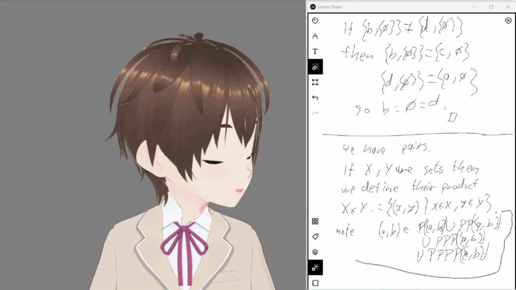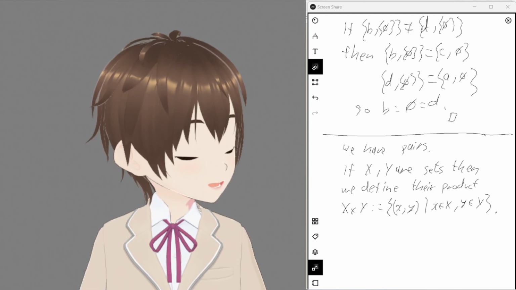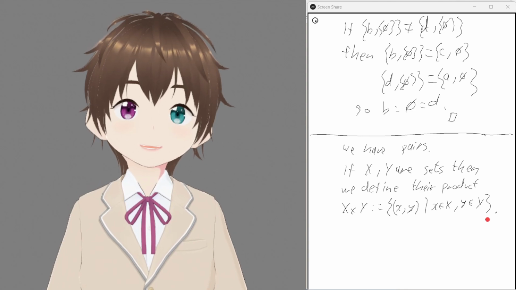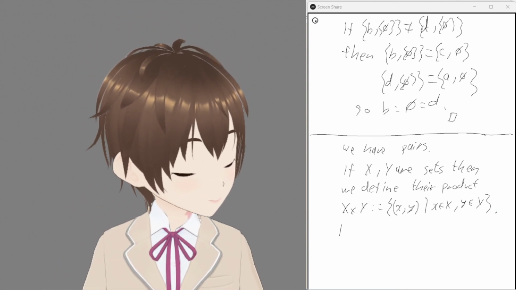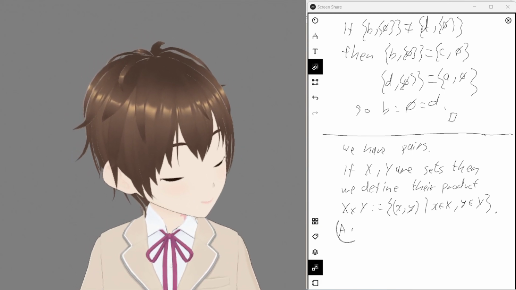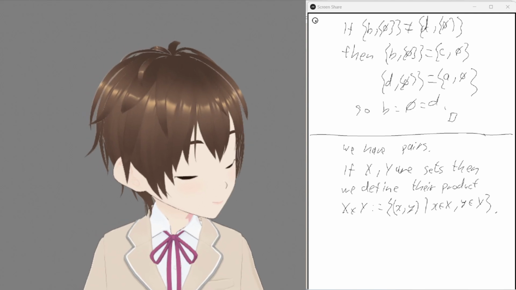Okay, so given any two sets, I can look at their product. This is our Cartesian product. And a relation between two sets will be a nice subset of these. So a relation, let's make this a definition.